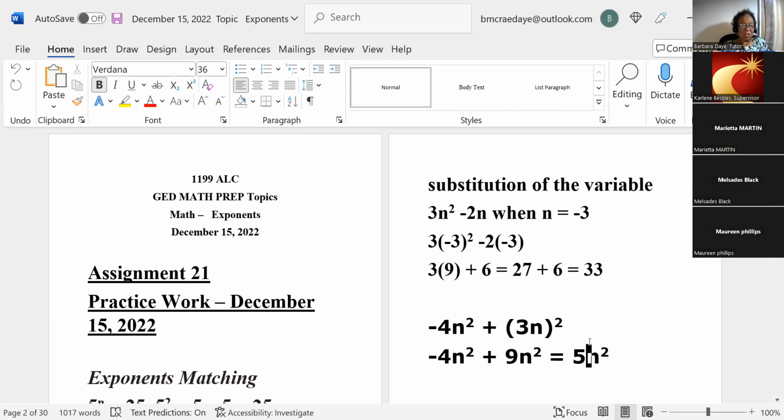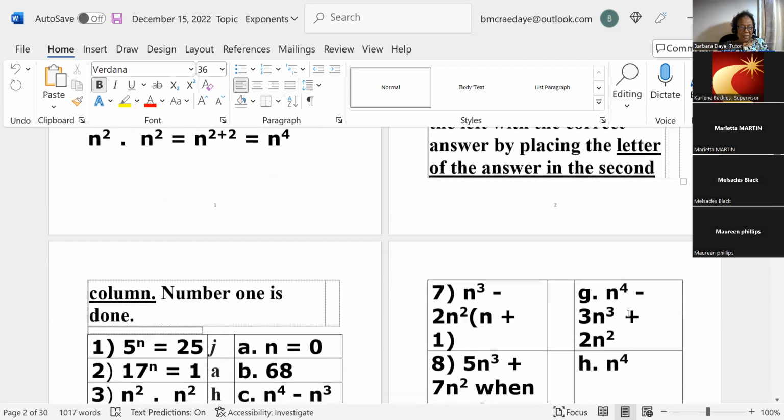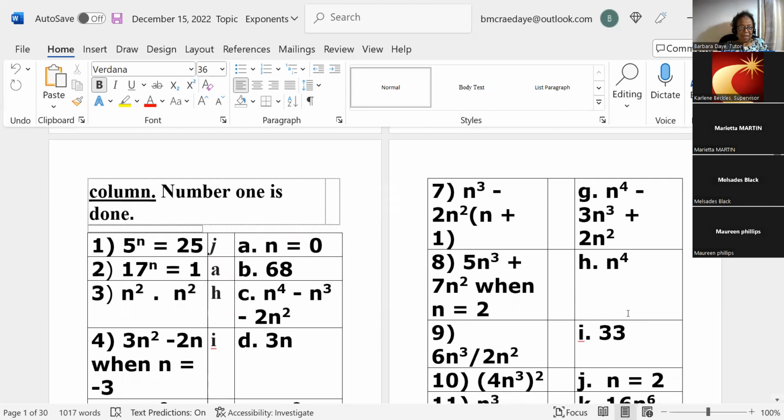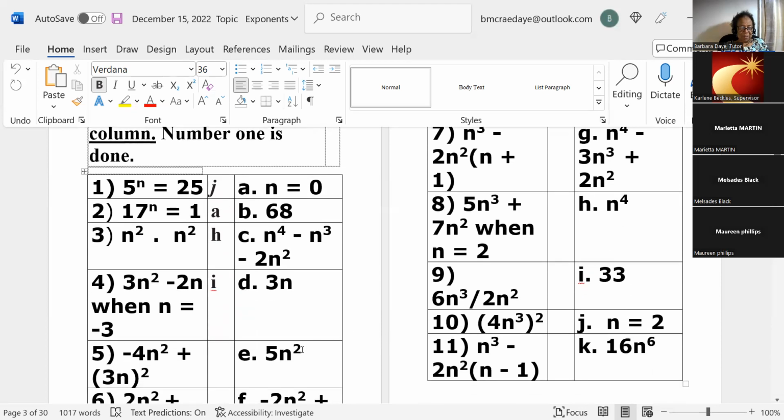Now, when you look in your table, where do you see that 5n to the second? Let's look. A, B, C, D, E. There we go, right there. E. Let me see if you had that one correct. Number 5: I had put K. Maureen had it correct. Maureen had the E.